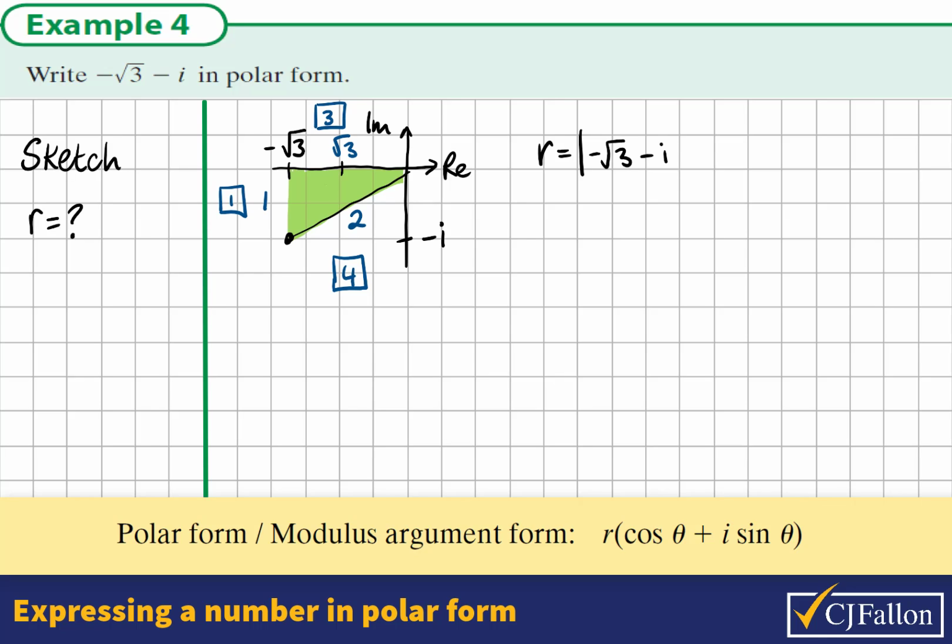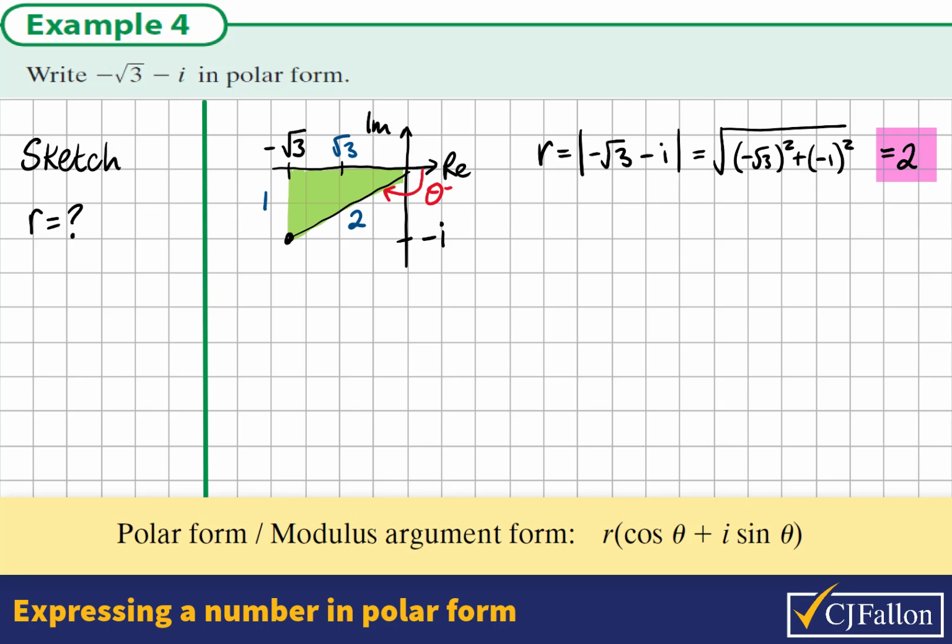We could also use the formula on this. The formula says it's the square root of a squared plus b squared. So here it's the square root of negative root 3 squared plus negative 1 squared. When we sub this in, we see that it's the square root of 4, which is 2.